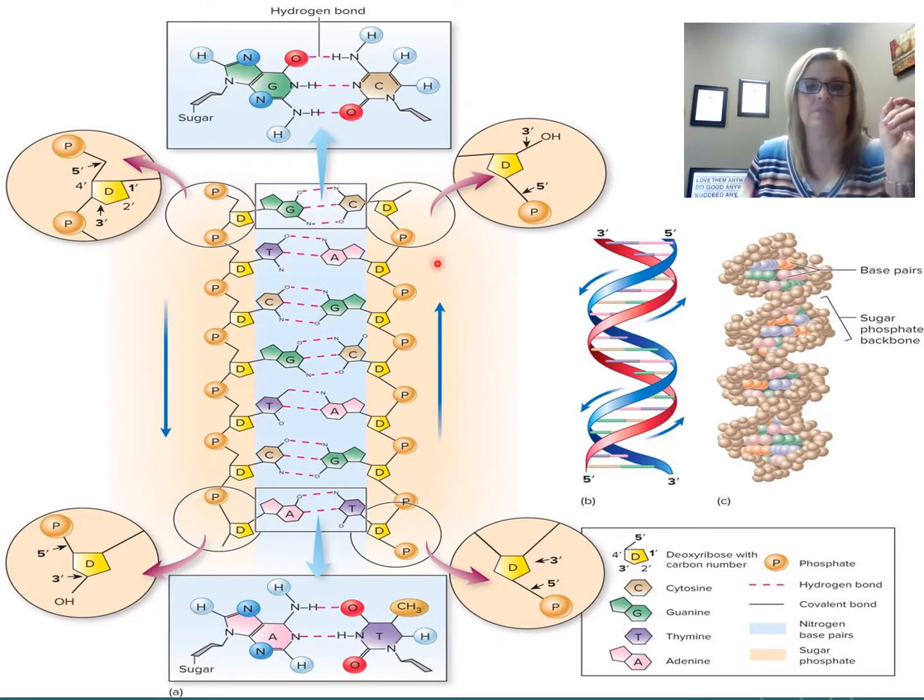I'm trying to turn this little light off, but I can't. Okay. So molecules can be unzipped to be able to get to the information.